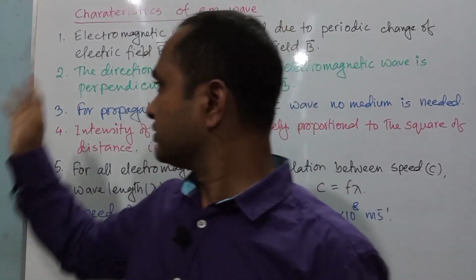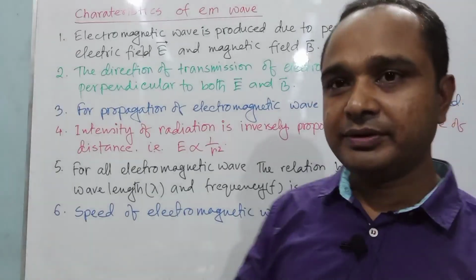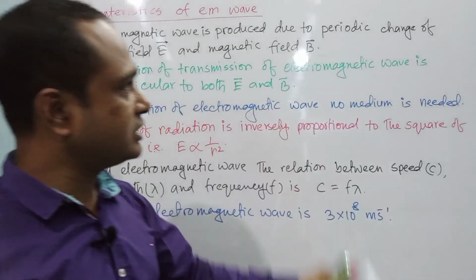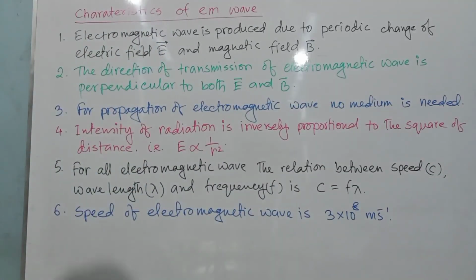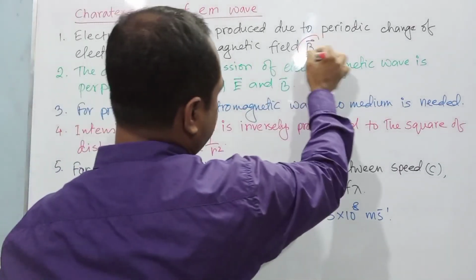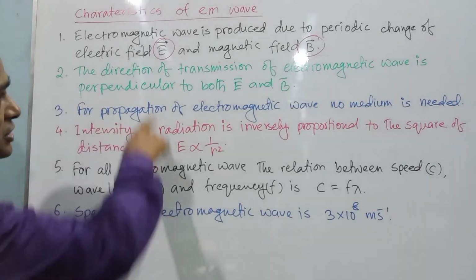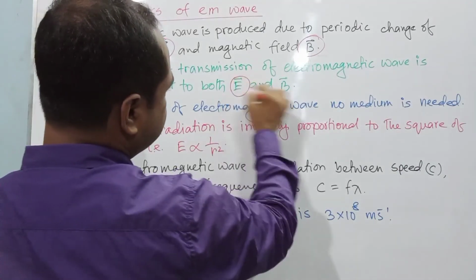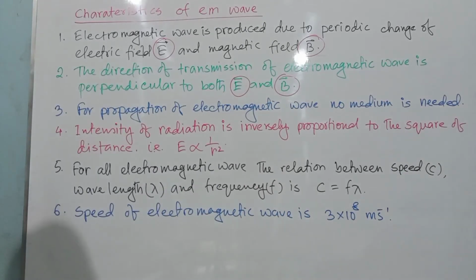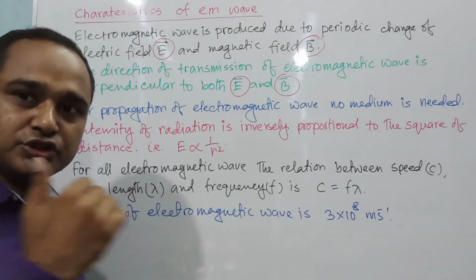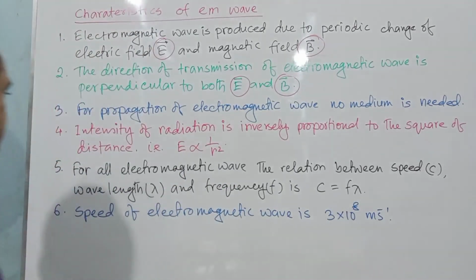Dear student, these are the main properties of electromagnetic wave. The first one is, electromagnetic wave is produced due to the periodic change of electric field E and magnetic field B, right? The direction of transmission of electromagnetic wave is perpendicular to both E and B. Third property, for the propagation of electromagnetic wave no medium is needed, that is, electromagnetic wave can travel through vacuum.